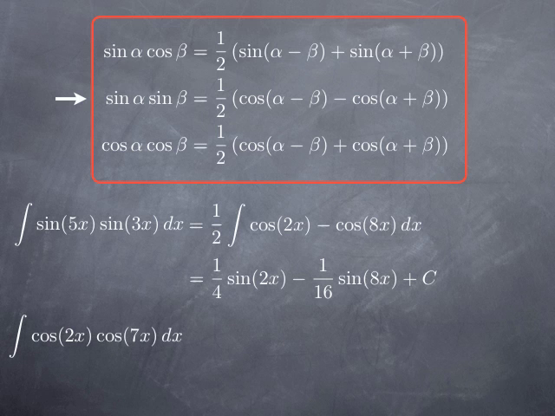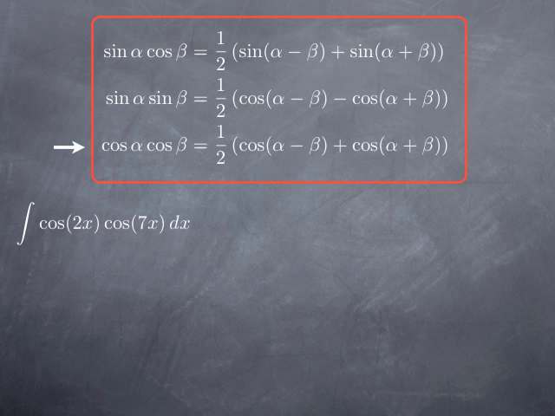Let's look at one more example, the integral of cosine 2x multiplied by cosine 7x. Corresponding to the last formula, product of two cosines. Again, the same comment about what is alpha, what is beta. Well, it doesn't matter which one you pick, because when you take cosine of the difference, depending on how you picked alpha and beta, you get either 5x or negative 5x, but that doesn't matter because cosine of an angle or of its opposite is the same thing.